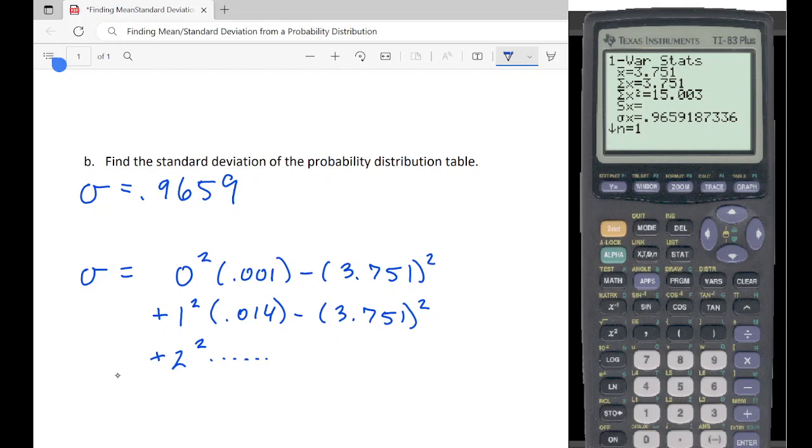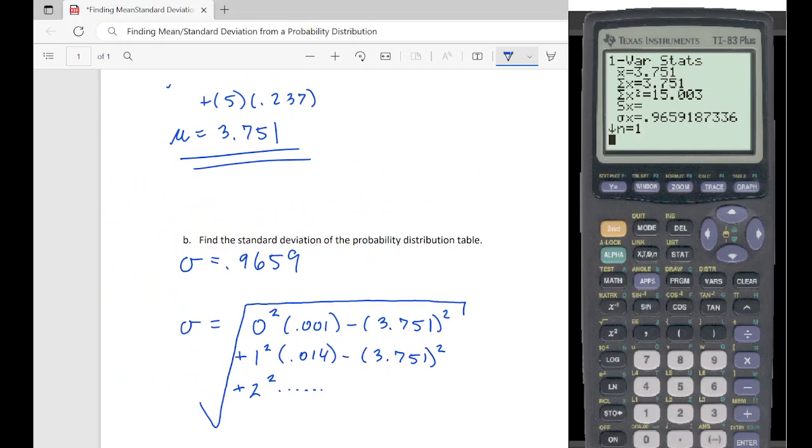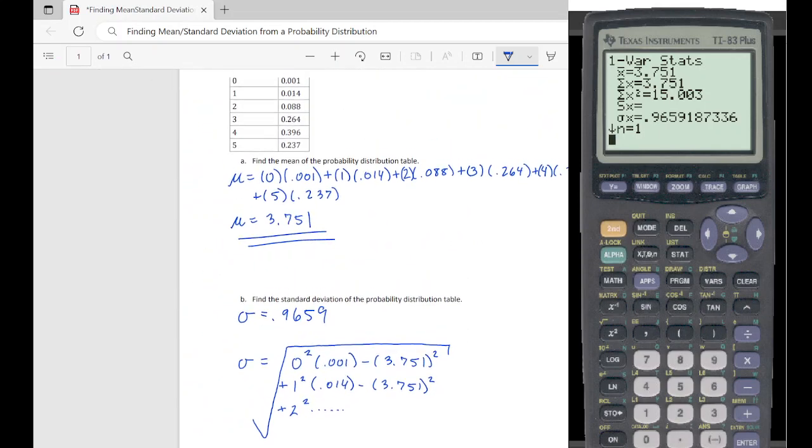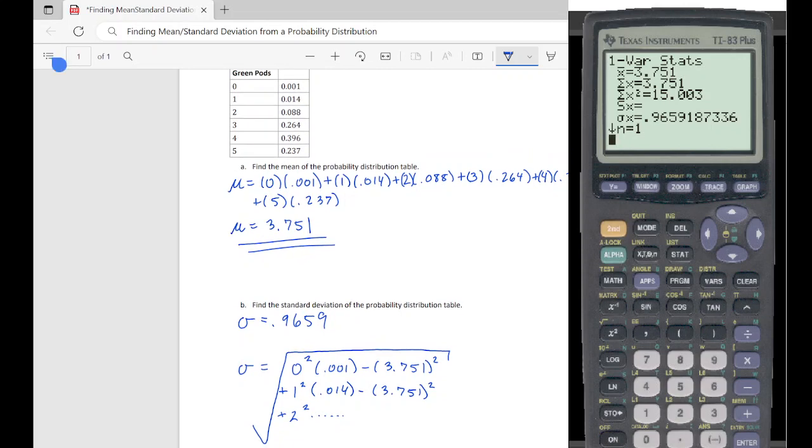And don't forget, the whole thing needs to be square rooted. So you're going to have to do the entire thing to get the standard deviation. So you're more than welcome to do that. But like I said, that can be a little bit cumbersome, so I'd recommend against it. But if you are so inclined to do that, you are more than welcome to. Zoom out so you can see the table and all the work that goes with it. But that's what you would do if you want to find the standard deviation longhand.